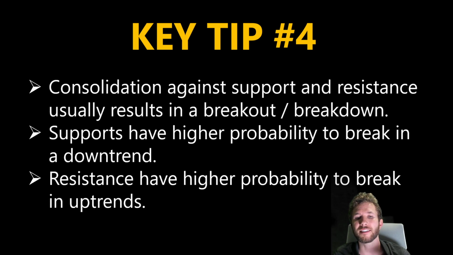So supports have a higher probability to break in a downtrend, and resistances have a higher probability to break in uptrends. I'm going to take a minute and explain this one really logically, because not a lot of people think about this. When the market is in a downtrend, and we're breaking supports, it's highly unlikely that we're going to break upwards through resistance. So the higher probability trade is to short the bounce rather than to long support, because probability is on our side that we're going to continue breaking supports and head to lower levels.